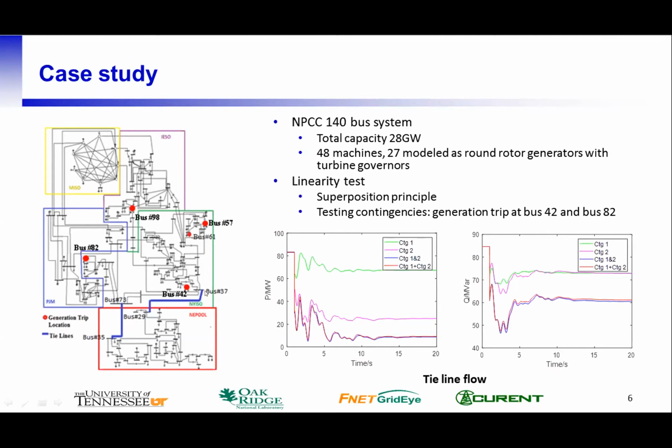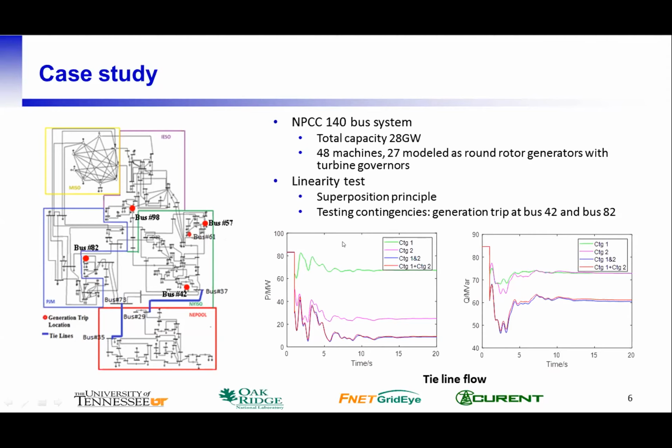First of all, we have to test the linearity assumption of our work. We will use two generation trips at bus 42 and bus 82 to test the superposition principle. The active and reactive power flow of the tie line between the study area and external area are shown in the following two figures. The results show that the superposition principle is valid. We also tested several different event locations in the same way, which shows strong linearity on the boundaries unless the contingency location is very close to the boundary or the size of the contingency is too large.